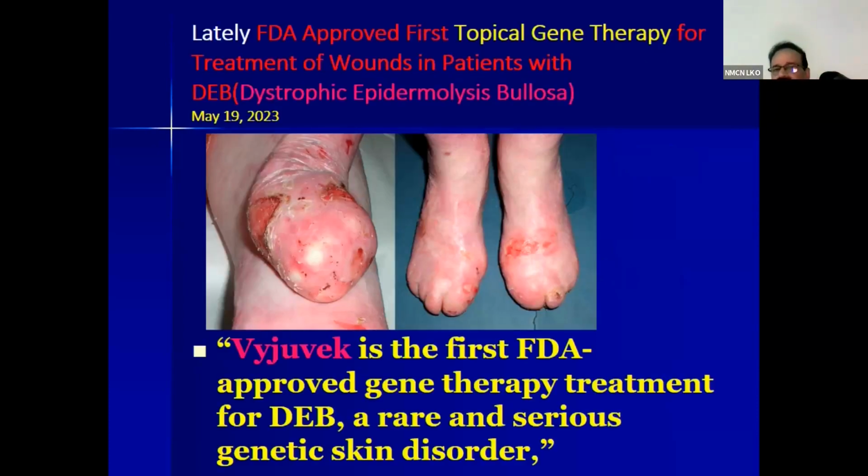And lately, the FDA has also approved the first topical gene therapy. This is a new thing which has come up by the name of Vyjuvek. This has been used in the treatment of wounds in patients with DEB, that is dystrophic epidermolysis bullosa, which is a serious genetic skin disorder. This has been approved by the FDA only this May 2023.